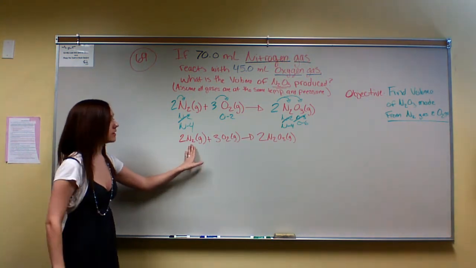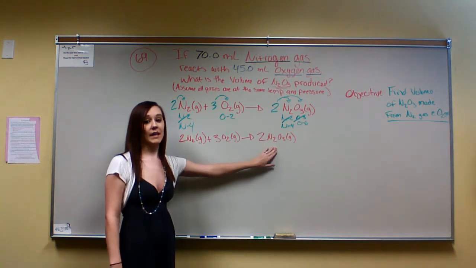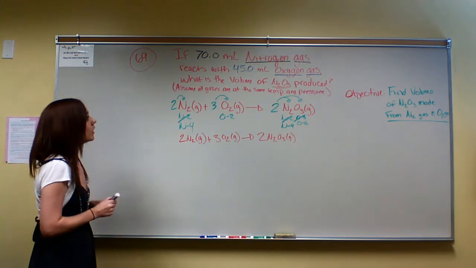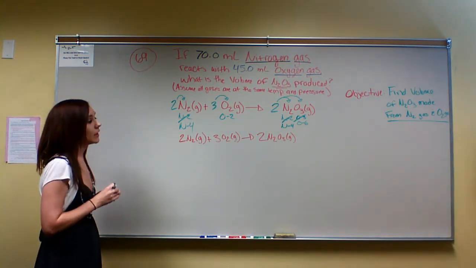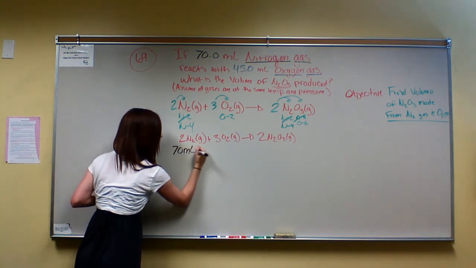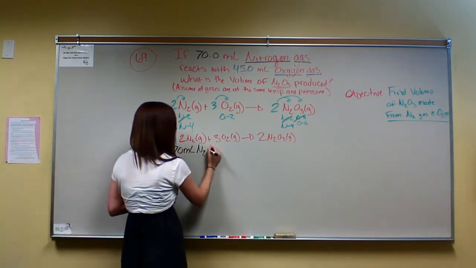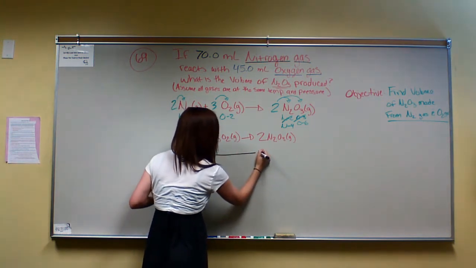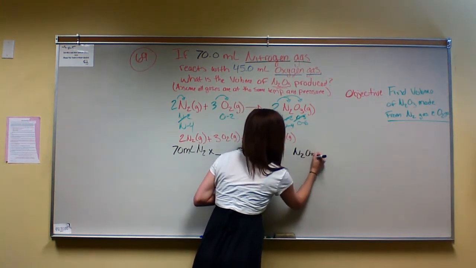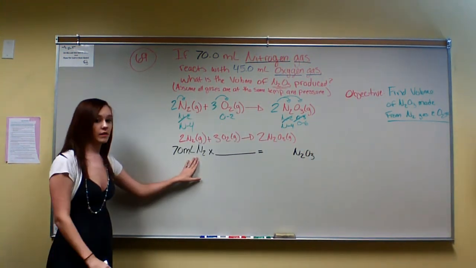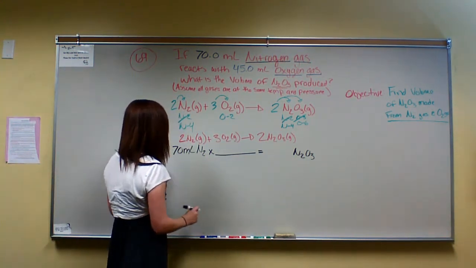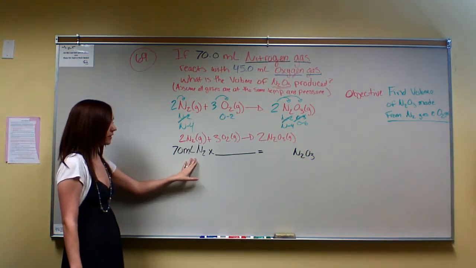how many N's and how many O's can make N2O3. So we're first going to start off with our N2. We see that we have 70 milliliters of nitrogen gas, so we're going to go ahead and write that down. And we're going to need to figure out how to convert it to N2O3. So, to get rid of this one so that we can get to this one, we're going to have to put this on the bottom. So, we need to know how many of these can make those.